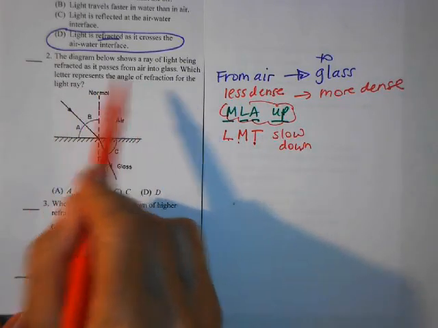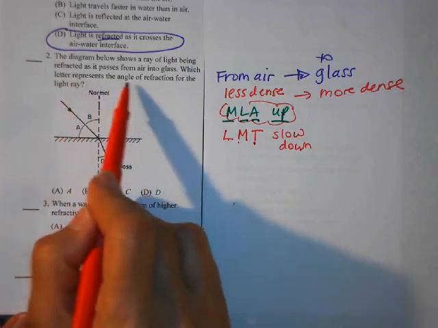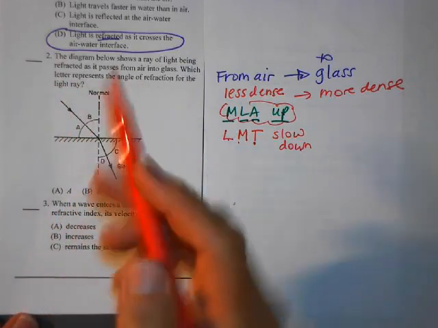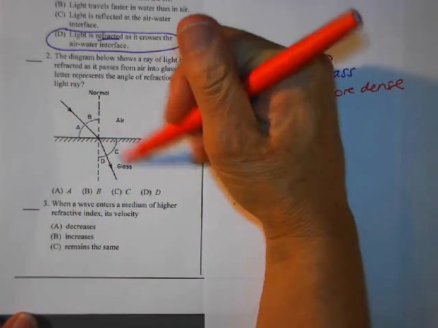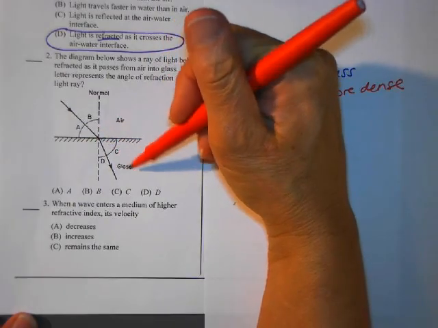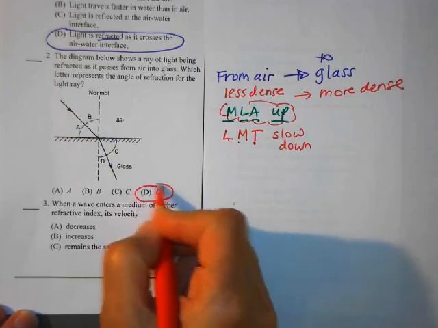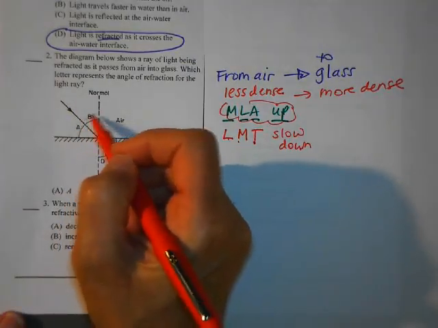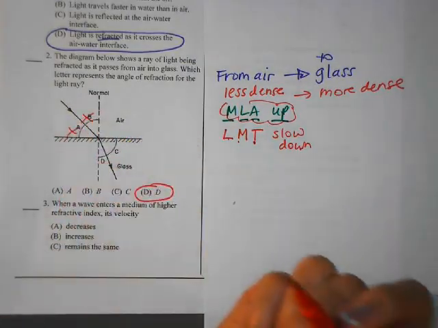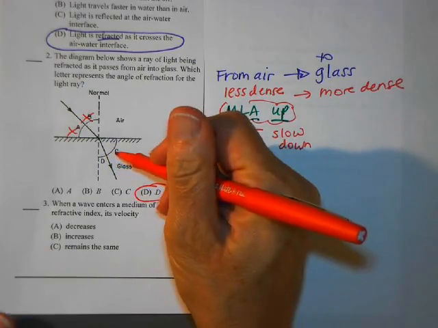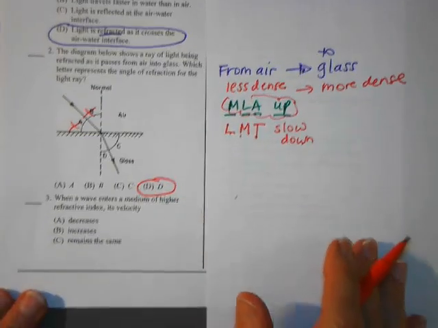So now it says, which letter is the angle of refraction? So this is the normal ray going straight, but since it's going to slow down, it's bending towards the normal, so the answer is D. First of all, this is the incident ray, so those two are wrong. So it's either C or D. C is bending away, D is towards.